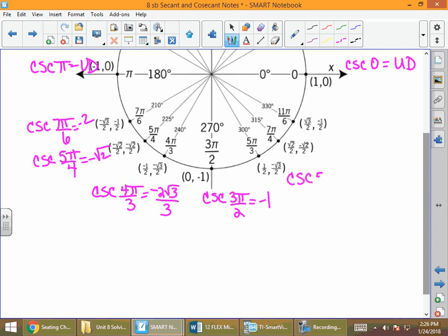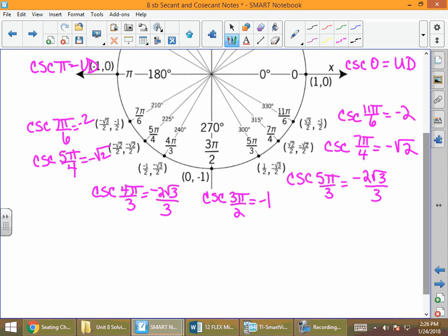Cosecant of 5 pi over 3 is going to be negative 2 radical 3 over 3. Cosecant of 7 pi over 4 is going to be the reciprocal of negative the square root of 2 over 2, which is going to be negative square root of 2. Cosecant of 11 pi over 6 is going to be the reciprocal of negative 1/2, which is negative 2. And when we come full circle here, cosecant of 2 pi is still undefined.